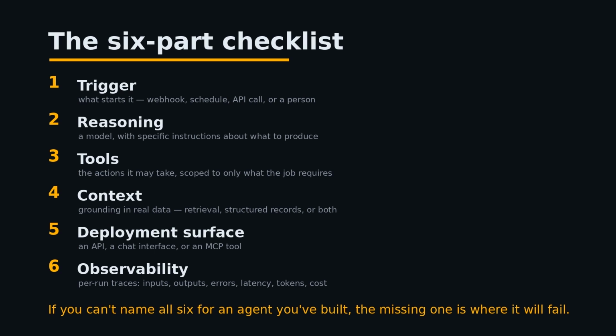A deployment surface, an API, a chat interface, or an MCP tool, so something can actually invoke it. And observability, per run traces showing inputs, outputs, errors, latency, tokens, and costs. If you can't name all 6 for an agent you've built, the missing one is where it will fail.